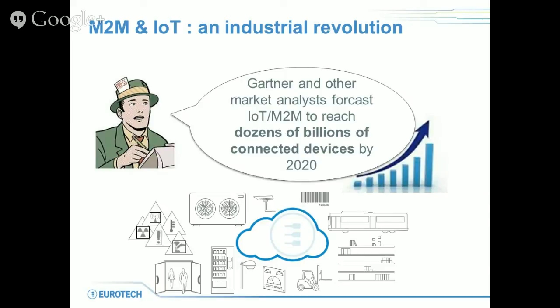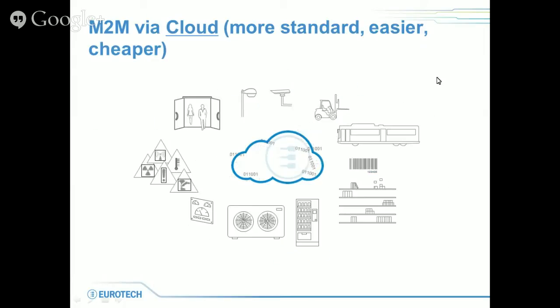By 2020, I didn't write a figure, because I've seen that there are different figures, but finally the size is huge. They expect to have dozens of billions of connected devices by the year 2020. And M2M isn't something novel. It is definitely not something new, it has been out there for decades, but everything was proprietary. And now that we can have machine-to-machine communication via the internet and via cloud platforms, everything becomes more standard, easier and cheaper.